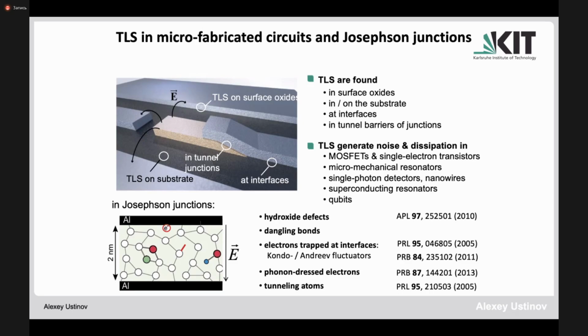People think that this could be hydrogen atoms adsorbed from the surface. This could be some dangling bonds. This could be some electrons trapped in interfaces. There is a recent theory about the quasi-particle nature of these defects in superconducting qubits. This could be some dressed states of electrons with other degrees of freedom in a crystal. This could be simply tunneling atoms, which I just described to you as a simple approximation. What it is exactly is not known, but it's not impossible to speculate about several different origins, different species of these two-level defects in materials.